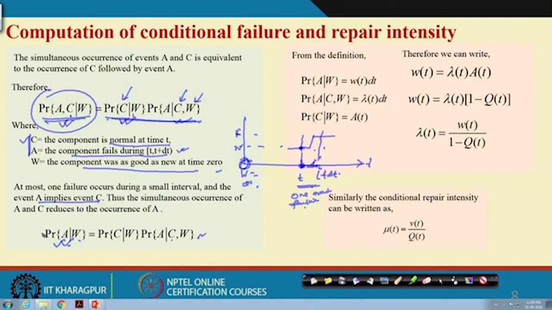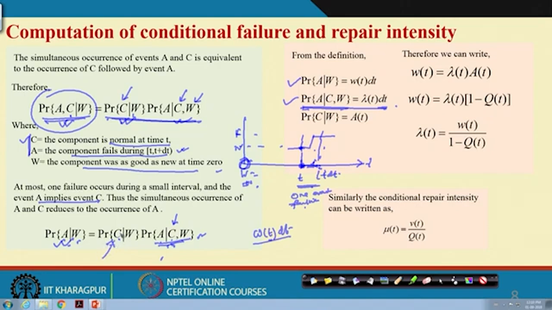Now, let us relate this to the definitions we have already discussed. What is W(t) dt? This is the probability that the component fails in between this interval. Then the probability of A given W is nothing but this. Now, what is the probability of A given C and W? This is conditional because the condition C is imposed. So this is not the unconditional failure intensity, this is the conditional failure intensity, that is A given C, and once you multiply by dt you get the probability. So this relates to lambda(t) into dt.